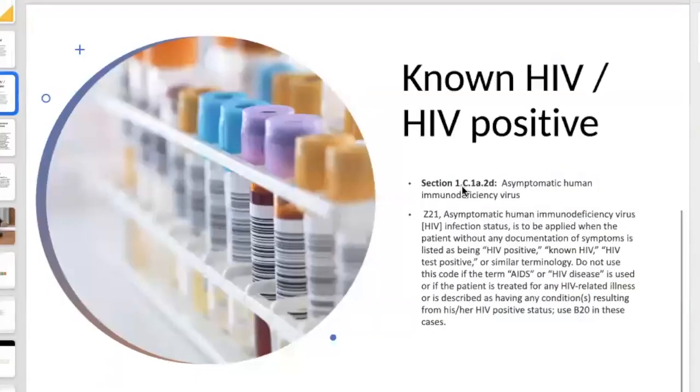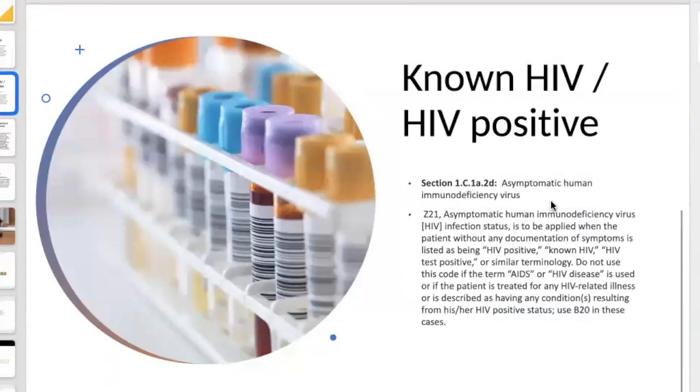A lot of resources had already been spent to look at the patient's real condition, the true clinical picture, and chances are a doctor had already ordered a series of confirmatory tests to confirm the AIDS or the HIV. Okay, known HIV or HIV positive. Let's read this.